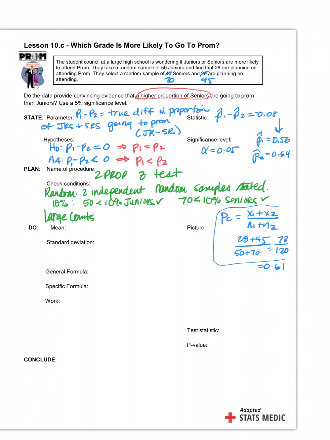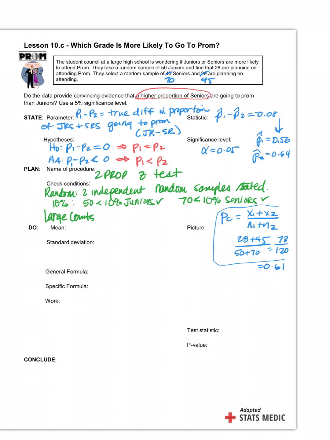So moving on from there, do the data provide convincing evidence that a higher proportion of seniors are going to prom than juniors? Higher proportion is important as we write our hypothesis. When I write my parameter, I want to indicate what the difference is: P1 minus P2, the true difference in proportion of juniors and seniors going to prom, and I indicate which way I'm subtracting, juniors minus seniors. In this statistic, I'm using the same p-hats we used in the confidence interval scenario, and we found that the difference of the two was a negative 0.08. Remember, P1 was 0.56 and P2 was 0.64.